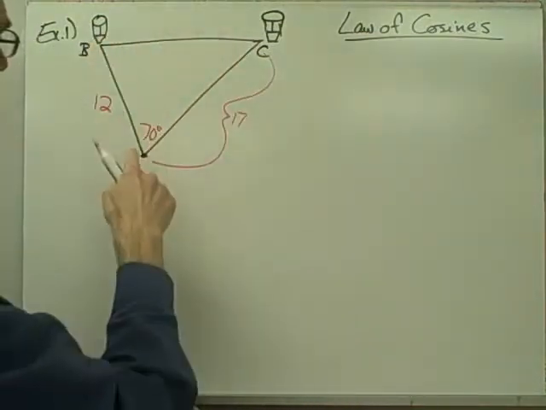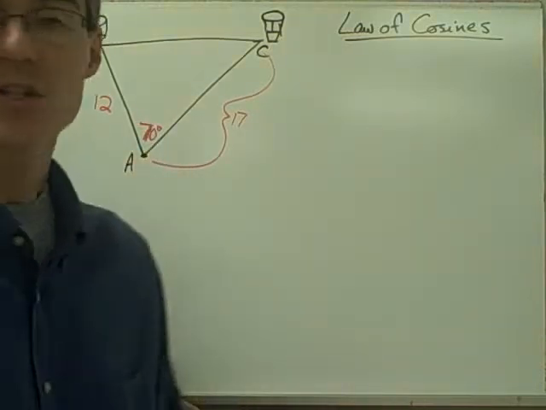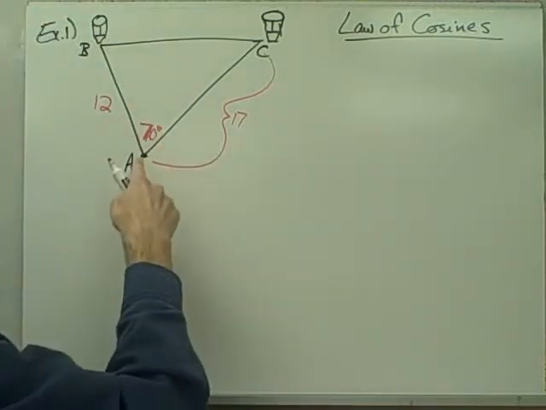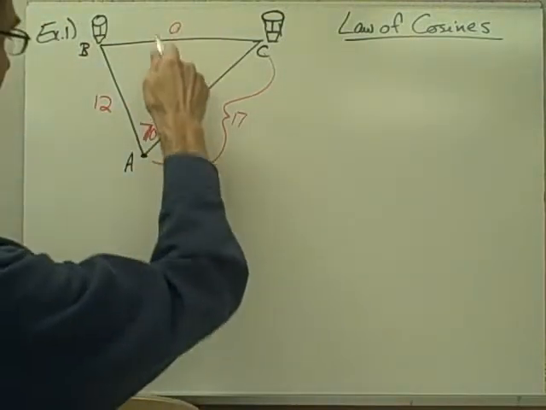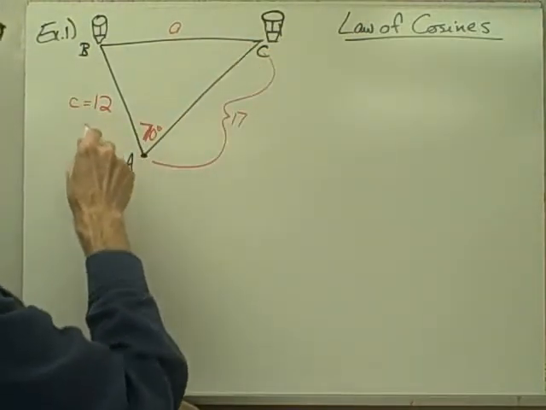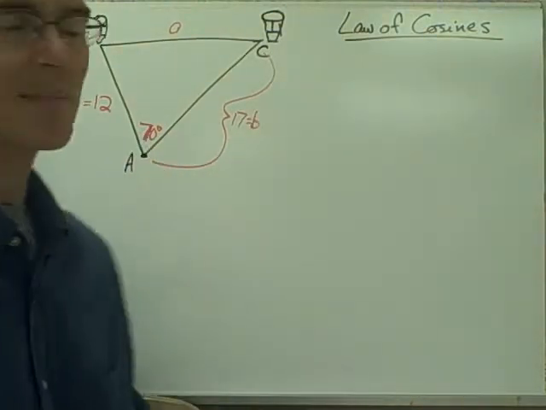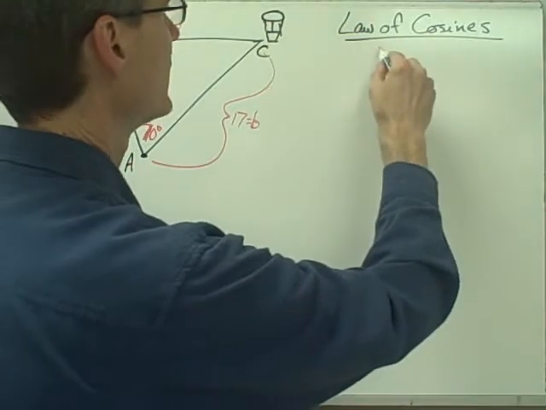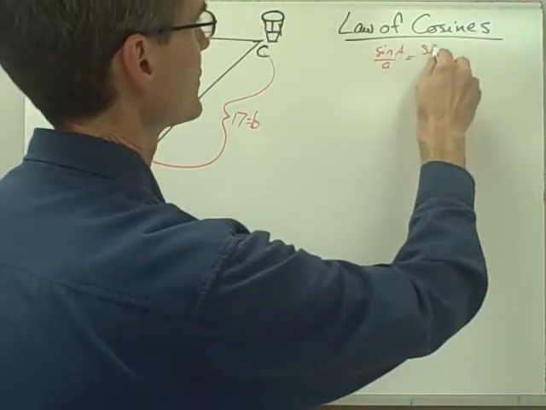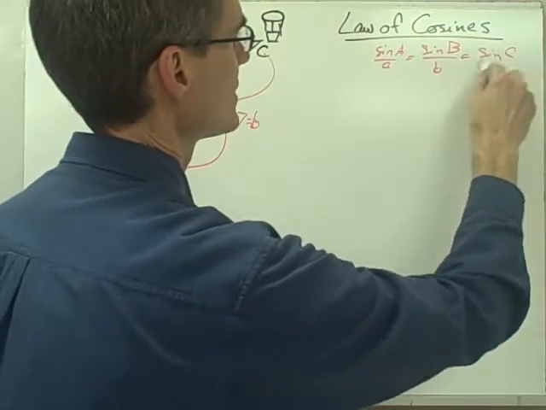Well, I've got a triangle here, and I know that the law of sines is often very useful in solving these types of problems. So let me label my sides of my triangle here. Let me call this side A, which is opposite angle A. Let me call this side C, which is opposite angle C, and I'll call this side B. And let me see if I can set up my law of sines here. So law of sines says sine A over A equals sine B over B equals sine C over C.